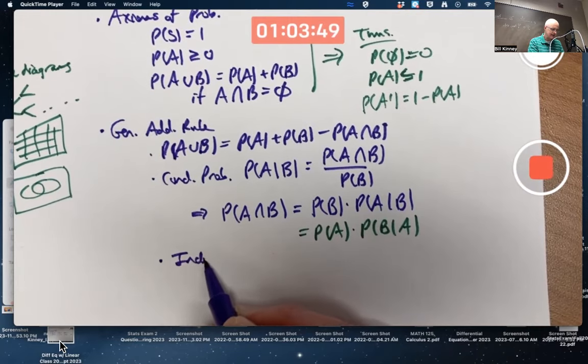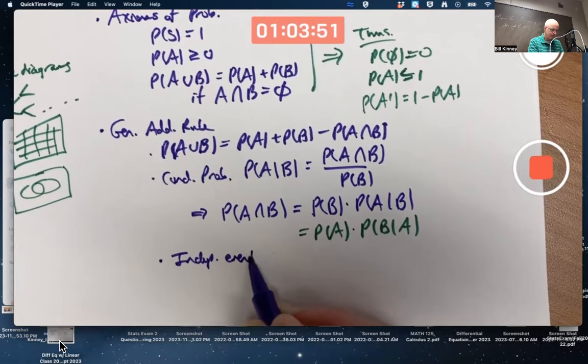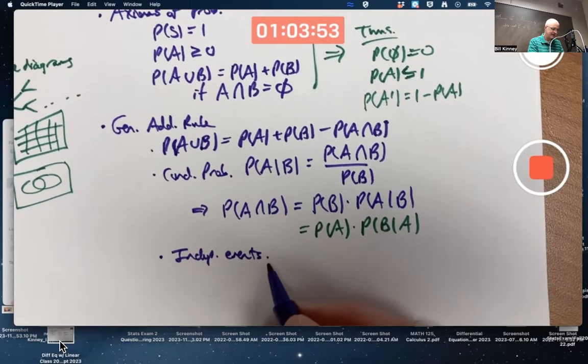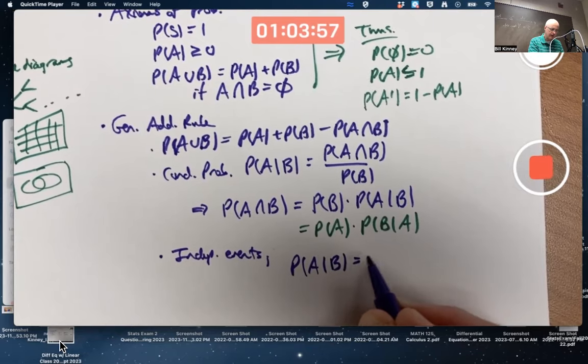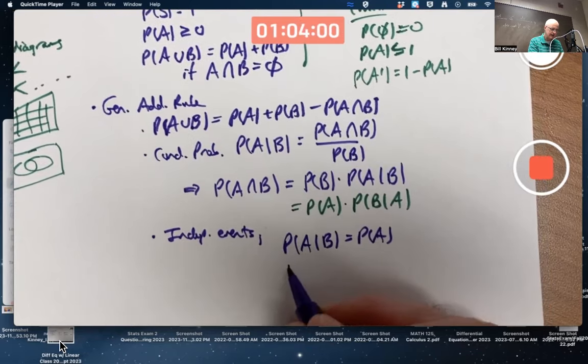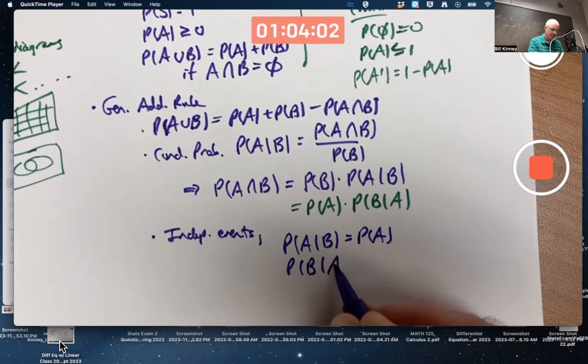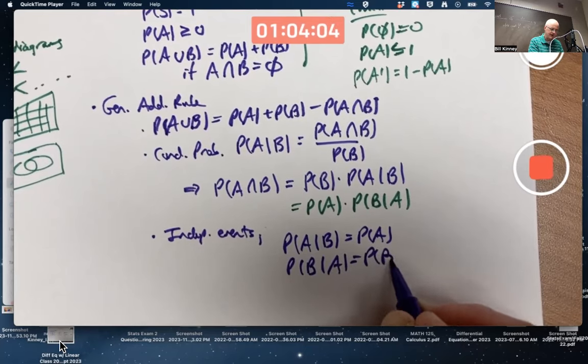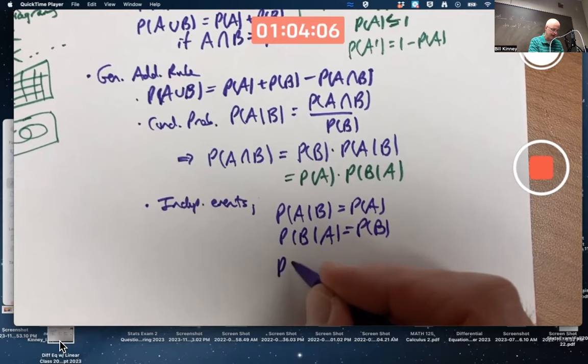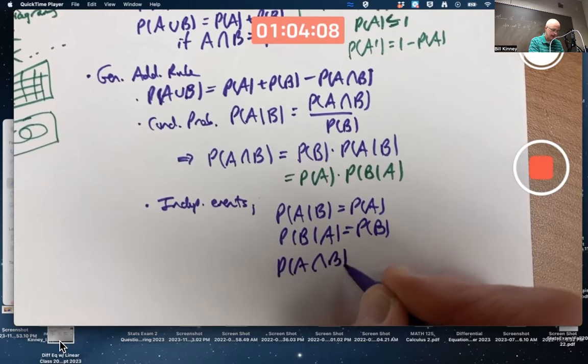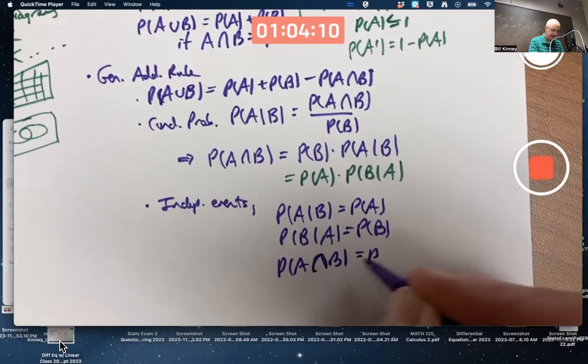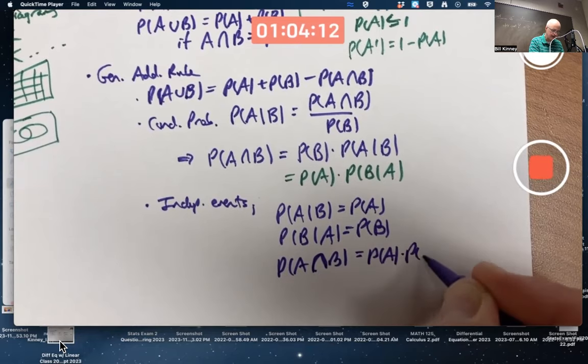Independent events are those that by definition satisfy the conditional probabilities equaling the ordinary probabilities in both cases. And therefore, we also have the multiplication rule for independent events. The probability of A and B is the probability of A times the probability of B.